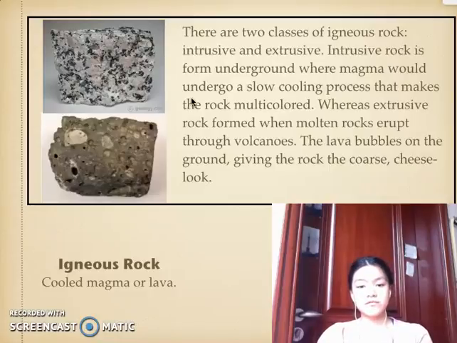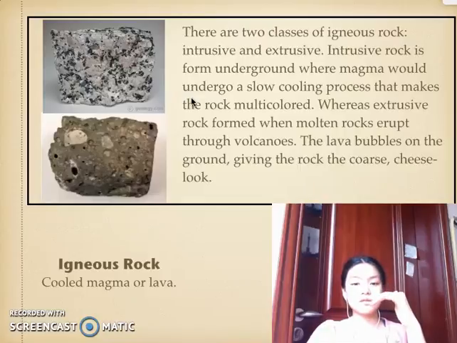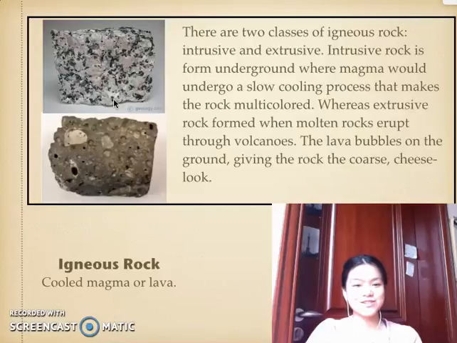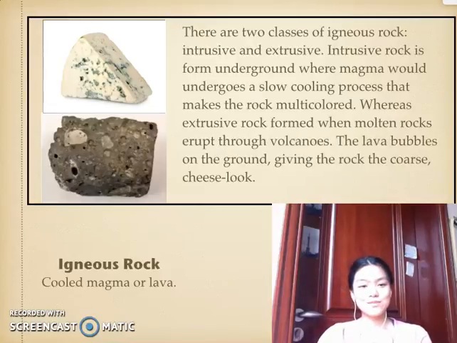Whereas extrusive rock is formed when molten rocks erupt through volcanoes. That means the extrusive ones are formed above ground. The lava will bubble on the ground, giving the rock the coarse, cheese-like look. And this picture also reminds me of another type of food, which is blue cheese.